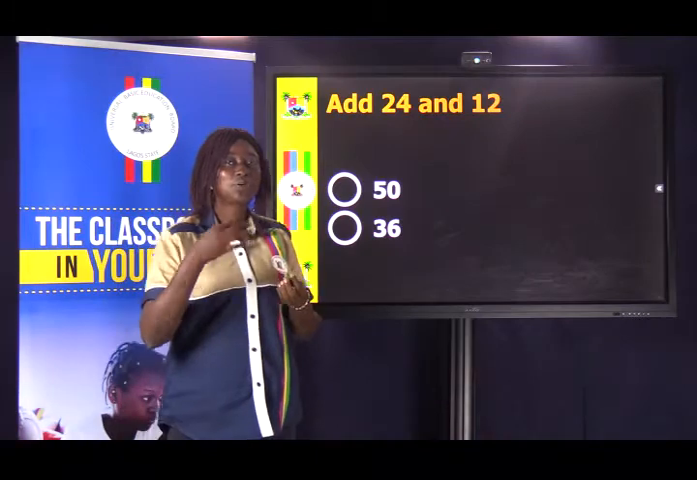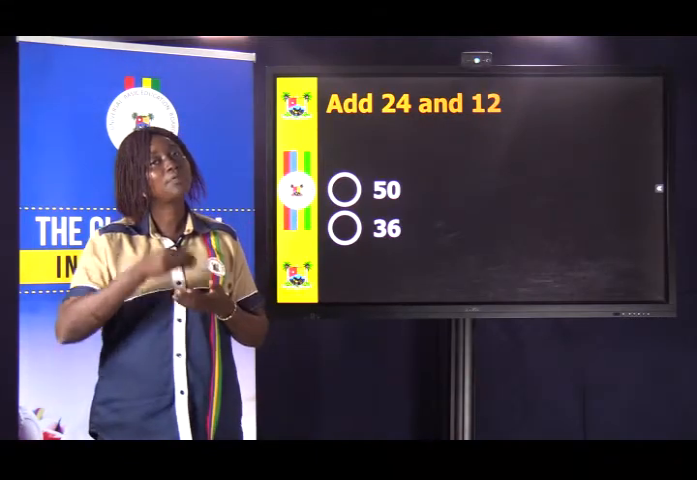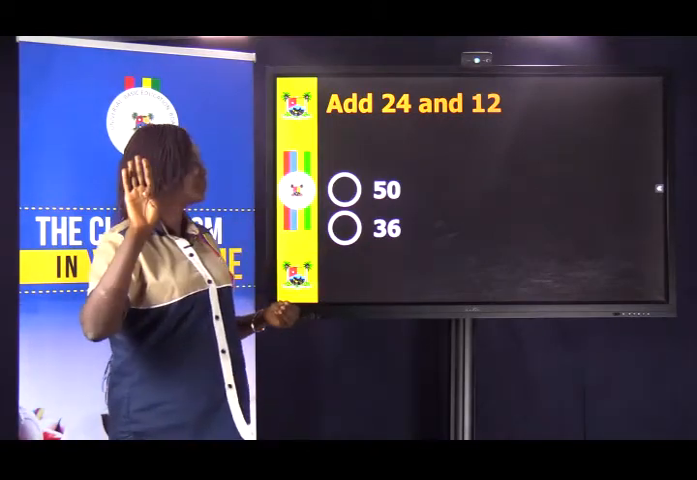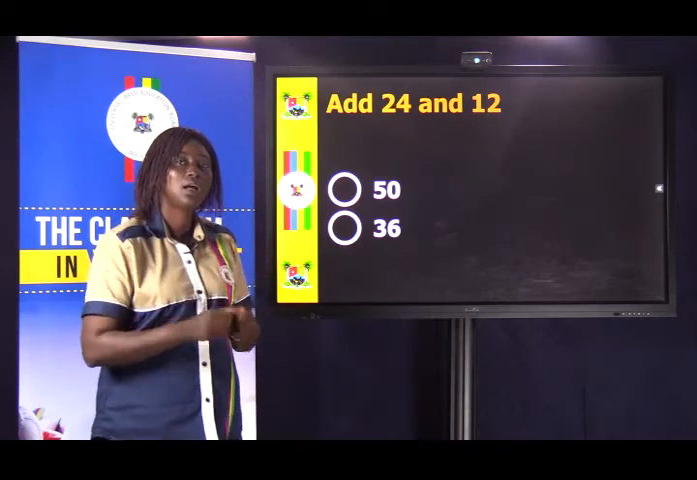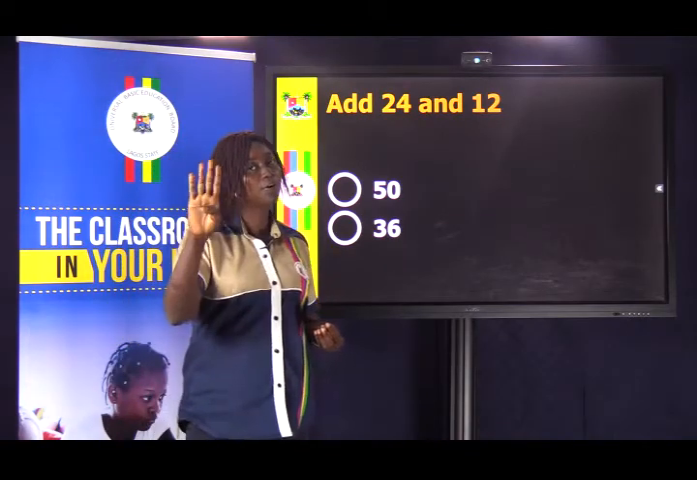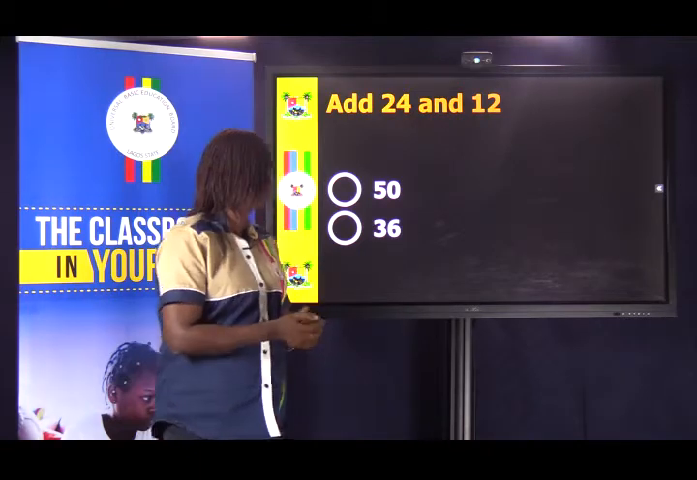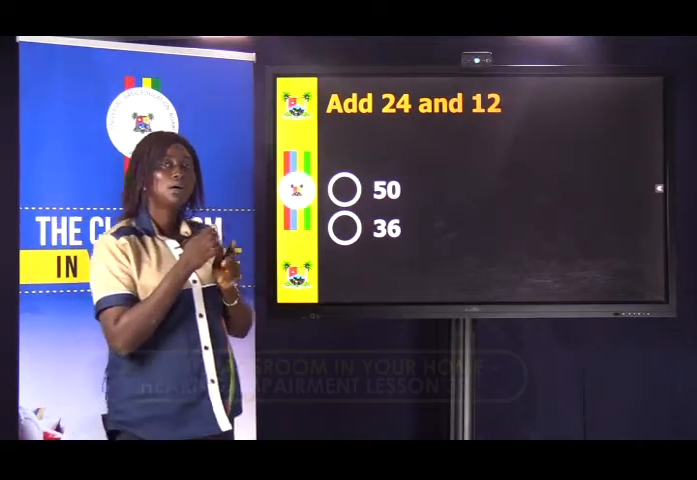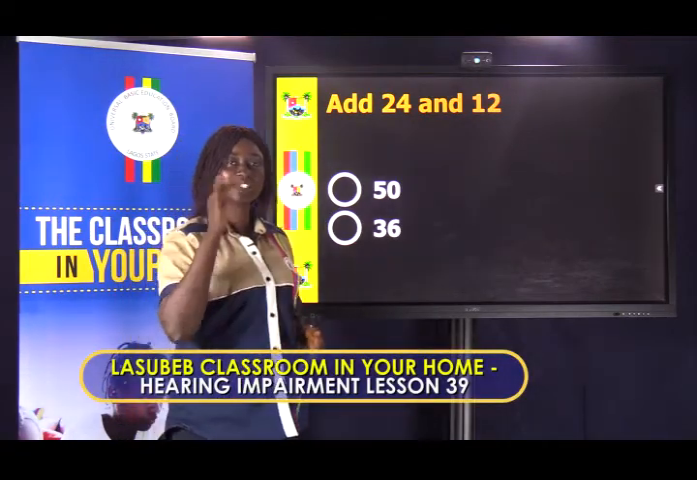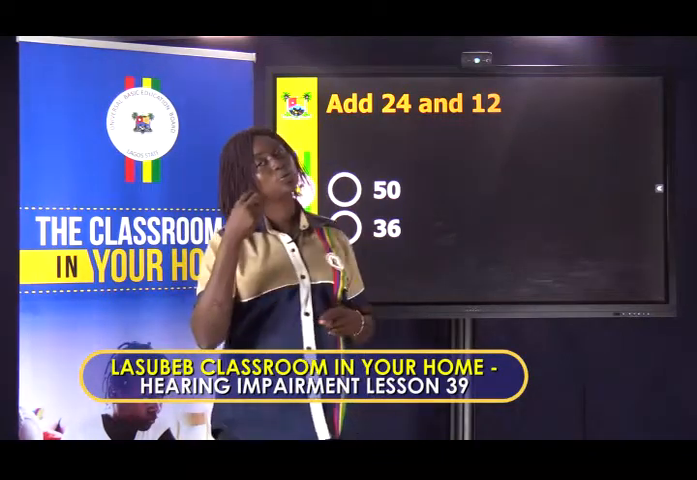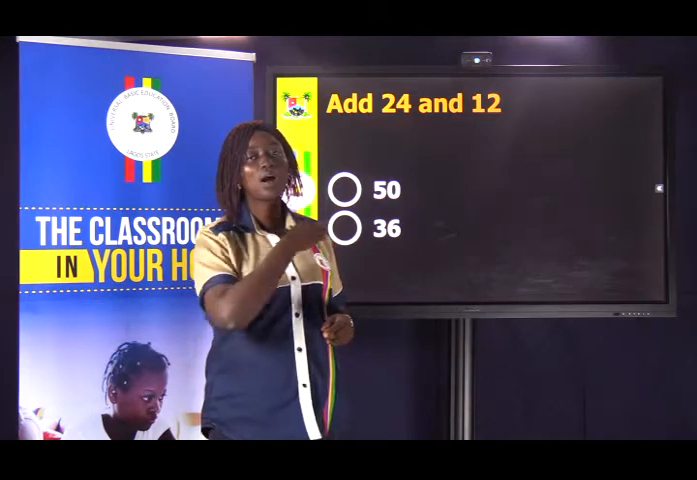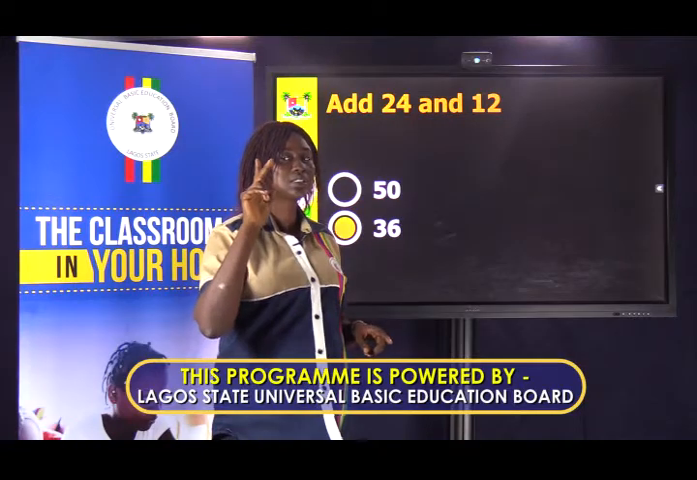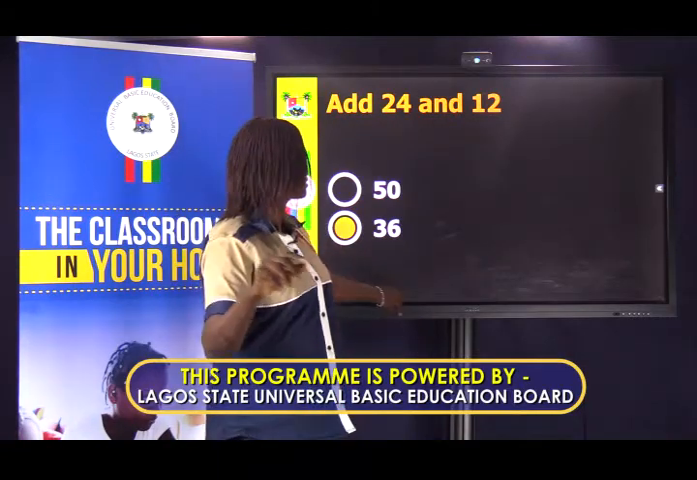Now, addition of numbers. I have taught you addition of numbers. Now, add 24 and 12 together. What is your answer for 24 and 12? The answer is 36.